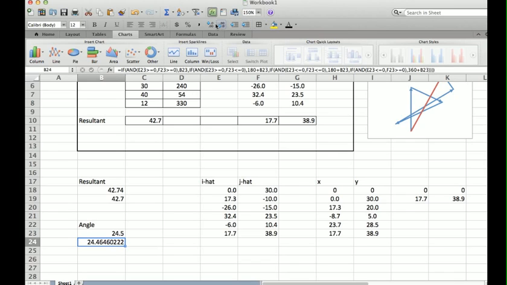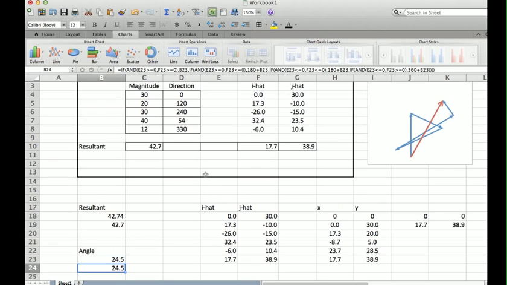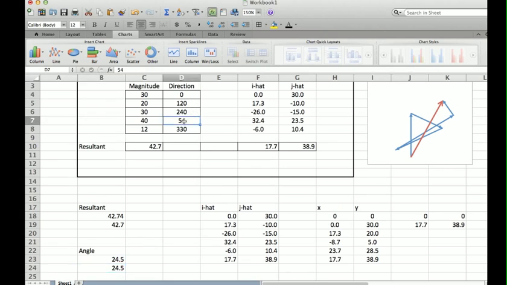Let's see. Let's shrink this down here. Okay, so I got an angle. So I know right now that my resultant vector is up in the right quadrant, so it's plus plus. So it should be printing out the exact thing. Okay, let's try to change this so that it is in some other quadrant. Let's see if I change that direction of one of these vectors, if it'll do it for me.